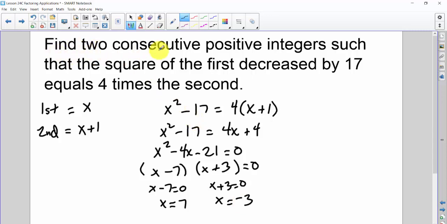Now, the problem stated I need two consecutive positive integers, which means I can just cross that out. So if 7 is the first integer, then x plus 1 is equal to 8, and I'm done. If it just said two consecutive integers, I'd have two different answers.